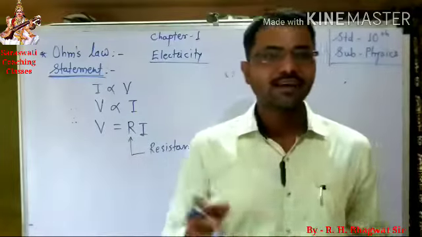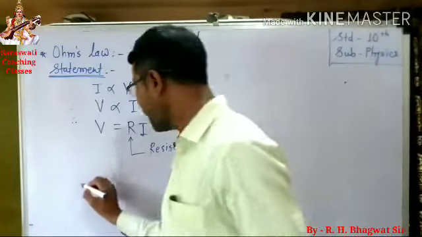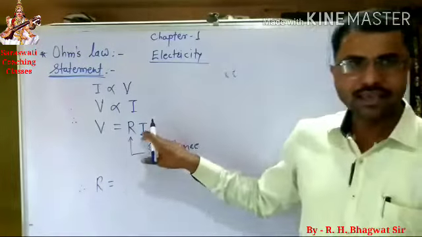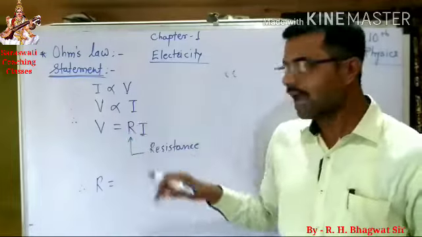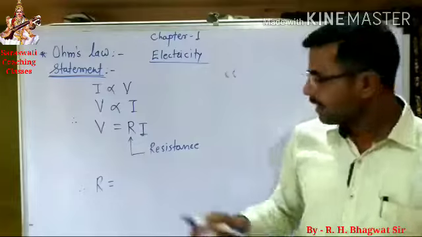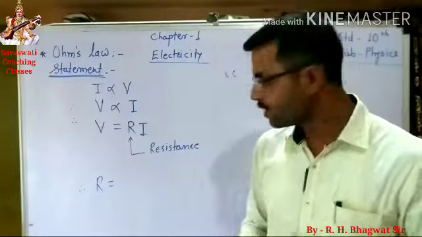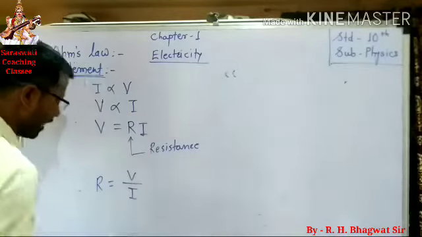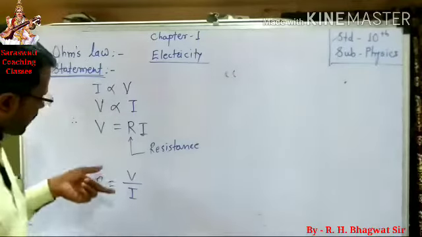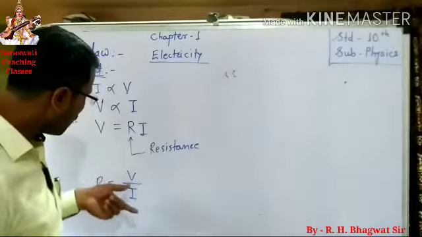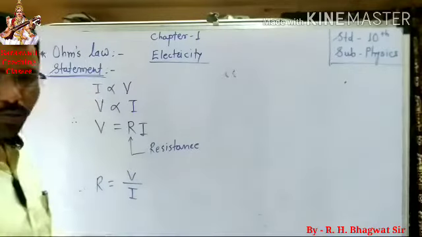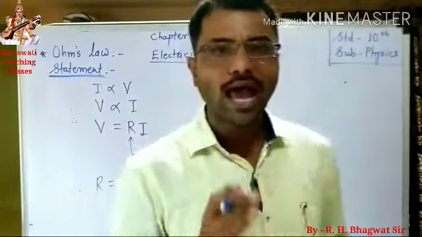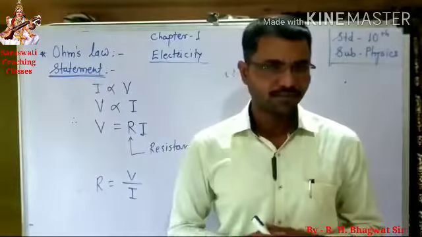Therefore, we can write the resistance of the conductor, capital R, is equal to V divided by I. The I on this side is multiplied to R, so on that side it becomes divided. Therefore, we can also say that the ratio of potential difference to the current flowing through the conductor always remains constant. That constant is known as the resistance of that conductor.